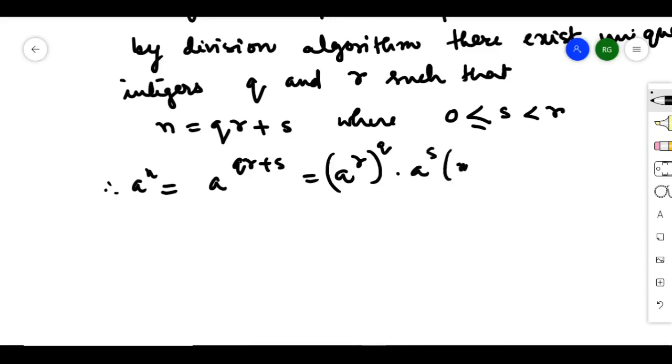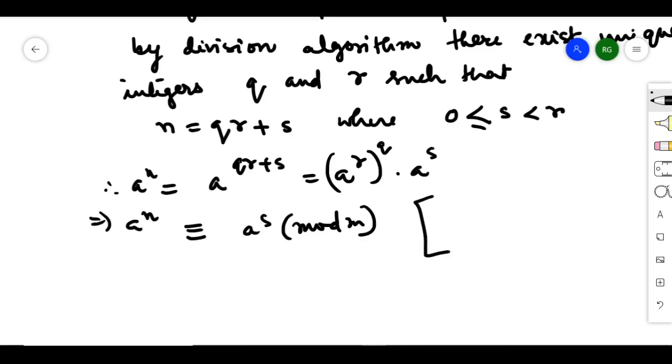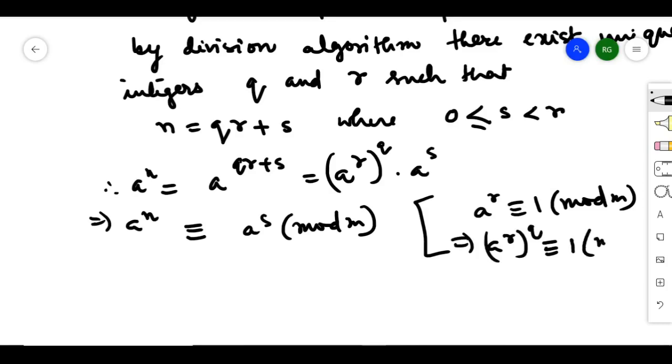Okay, a power s. And so what I could write, this will give that a to the power n is congruent to a to the power s mod m. Why is it so? Because if I divide both sides by m, then I will get a to the power r congruent to 1 mod m. That will give a to the power r whole to the power q congruent to 1 to the power q, means 1 itself, 1 mod m. So this will give that it is congruent to a to the power s mod m. So we have the second result.